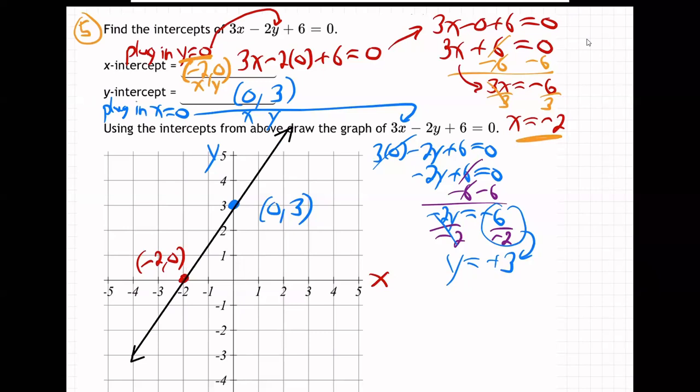So the moral of the story is whenever you want to find intercept points with an equation, you plug in the opposite letter as 0. Does everybody see that? To find an x-intercept, you plug in y equals 0 and solve. To find a y-intercept, you plug in x equals 0. Opposite letter 0. That's what you got to do. And there we go.